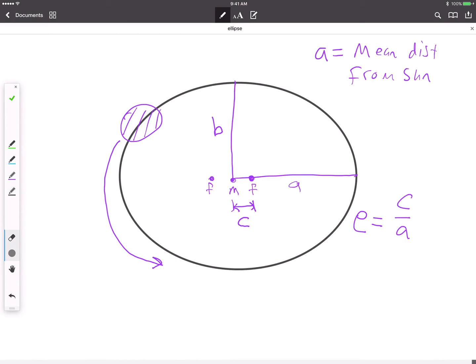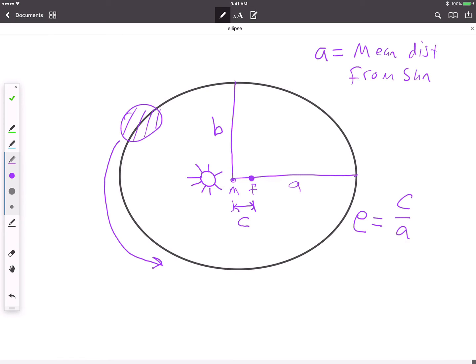So let's erase this focus point here, and draw the sun at that location. So one of the foci, that's where the sun is. Notice that the planet is orbiting the sun, but its orbit is centered at the midpoint, not at the sun itself. The more elliptical the orbit, the higher the eccentricity, the further away the sun is from that midpoint.